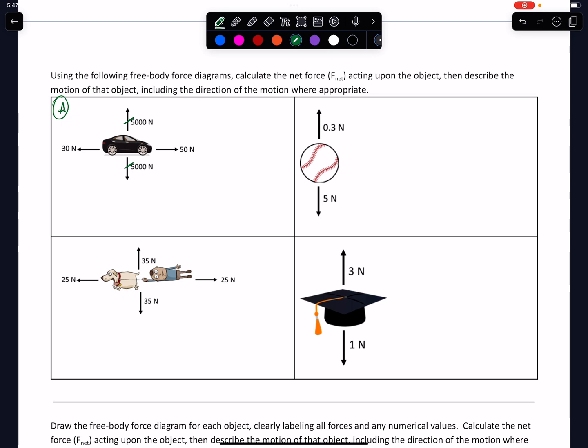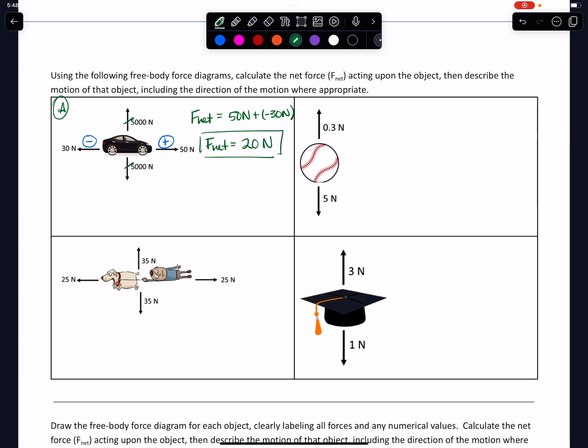I then go look at my horizontal forces. I have 50 newtons to the right, 30 newtons to the left. So these are not balanced. So my F net is going to be equal to positive 50 newtons plus my negative 30 newtons. So 50 newtons plus negative 30 newtons. So the net force that's acting on this car is 20 newtons, and that is a positive value.